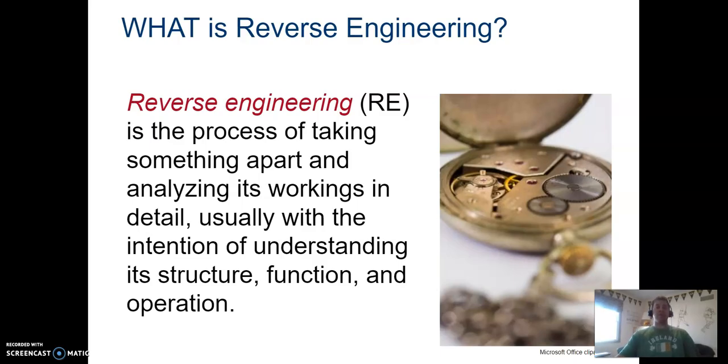This is, I think, a pretty good definition. It's the process of taking something apart and analyzing its workings in detail. And then that second part's important too. It's usually with the intention of understanding the structure, the function, the operation. In other words, if I look at a product, I want to know how it works and why it works and what the purpose of it is.